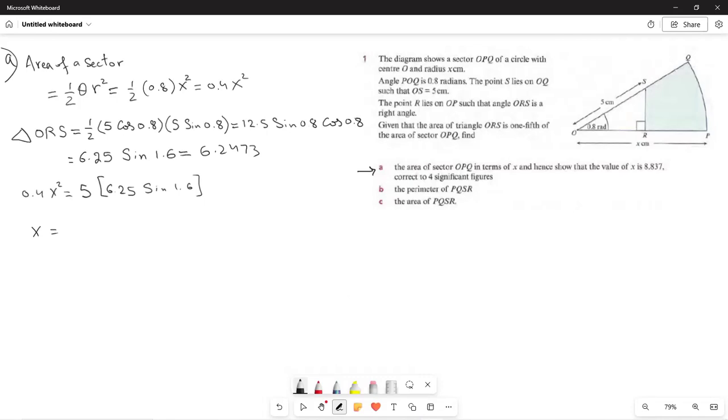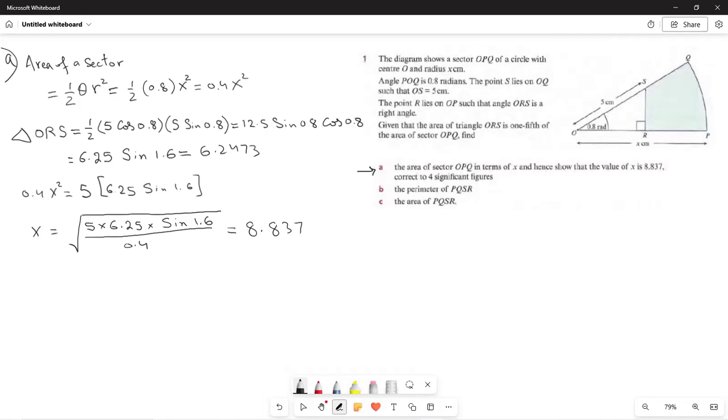X is the square root of 5 times 6.25 into sine of 1.6 radians, divided by 0.4. We did this calculation and the answer came out to be 8.8369. If I approximate it to 4 digits, it will be 3.67. I hope it is clear.